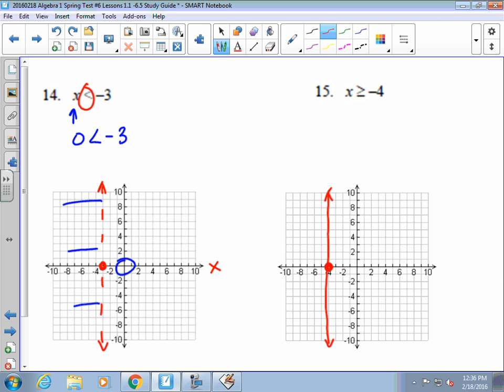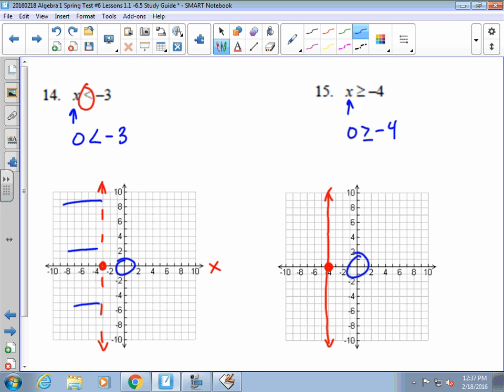That's the first difference. The second difference is we're going to shade one way or the other. Again, it does not pass through 0, 0, so we can use that. We always want to use that if it's available because it's easiest. In place of x, we can plug in 0 then. 0 is greater than or equal to negative 4. Determine, is that a true statement or not?